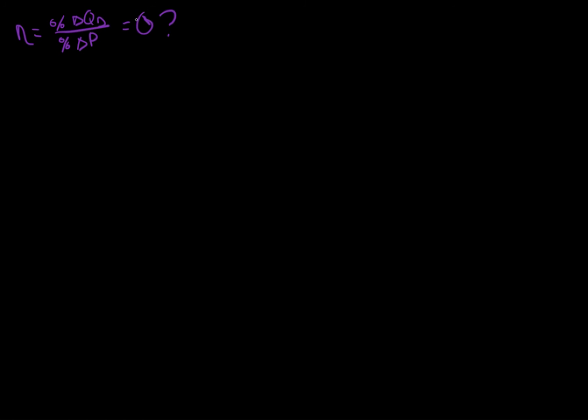Okay. So just recall, how do we calculate elasticity? Well, the price elasticity of demand is the percentage change, so this little triangle is for change, of quantity demanded over the percentage change in price. Okay, so what would happen if this were equal to 0? What would this represent if this was equal to 0?